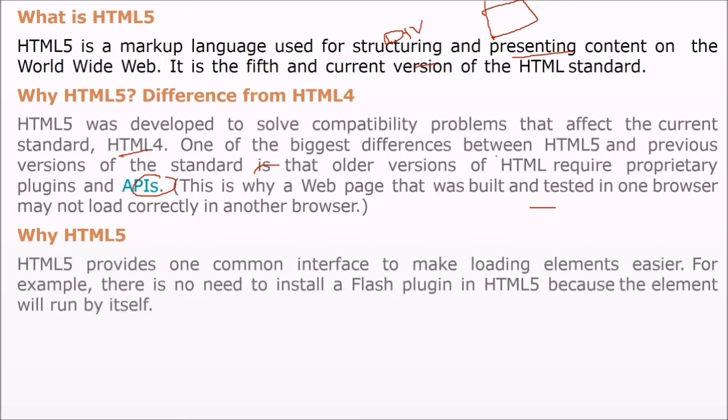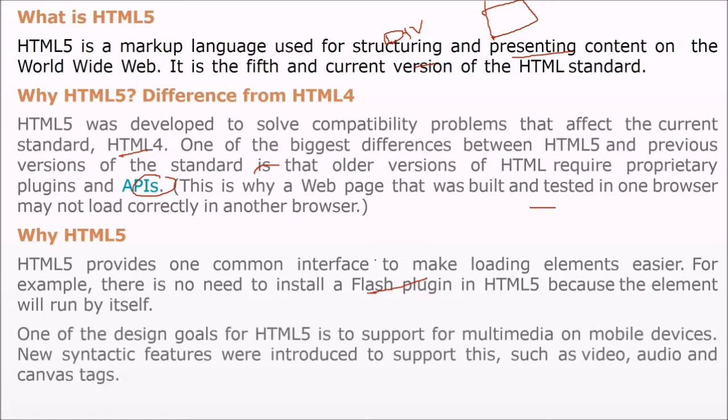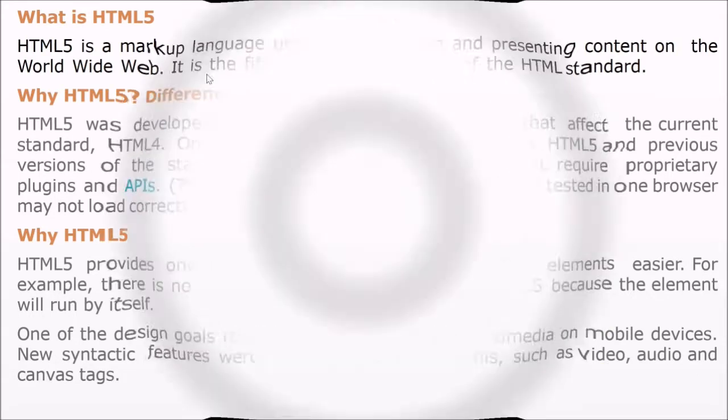So why HTML5? Because HTML5 provides a common interface to make loading elements easier. For example, there is no need for a Flash plugin in HTML5 because the element will run by itself. It has its own inbuilt support. The design goal of HTML5 was to support multimedia and mobile services also. So new syntactic features have been introduced to support this, such as the video, audio, and canvas tags.